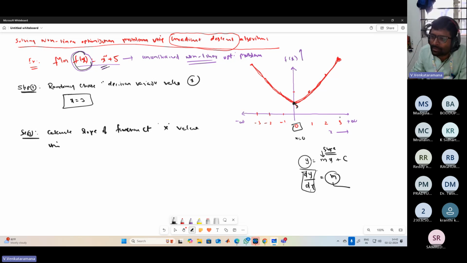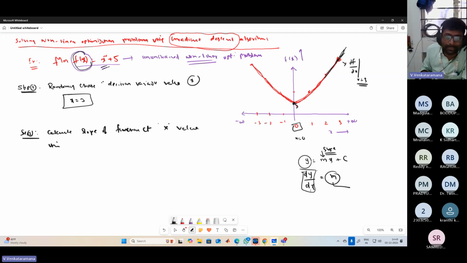So at x equal to 3, we initially chose x equal to 3, right? This is the point. At this point, drop a tangent and try to calculate the slope. How can we calculate the slope at this point? Simply calculate dou f by dou x at x equal to 3. So once you randomly initialize the x value, calculate the slope at that initial x value based on the first order derivative, nothing but the gradient. That's what's called the gradient descent algorithm.